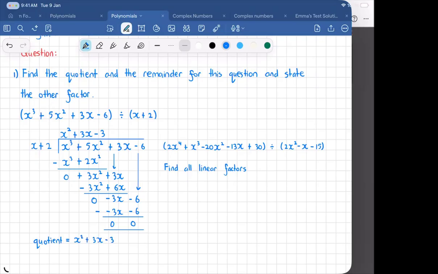Right? What did we get for the remainder? 0. So since the remainder was 0, that means that x plus 2 is another factor. Right? So the remainder is 0.